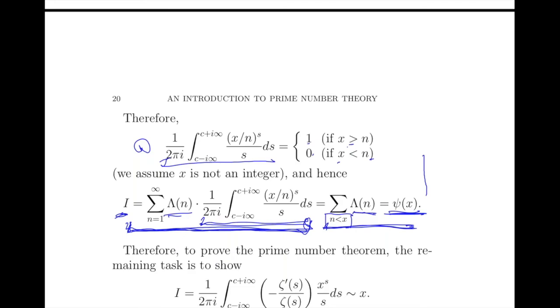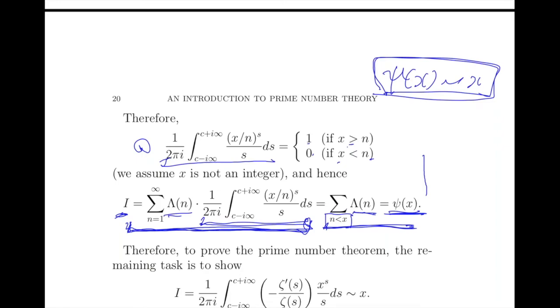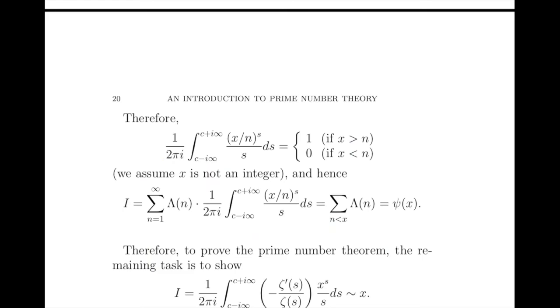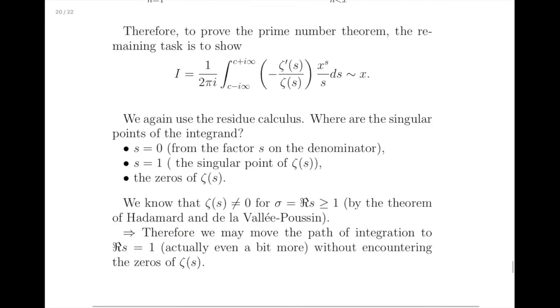So our aim is psi(x) is asymptotically equal to x. This is our aim. We already know that if we prove this one, we can obtain the prime number theorem. So now we know this is equal to I. So now our final aim is to show this integral I is asymptotically equal to x.